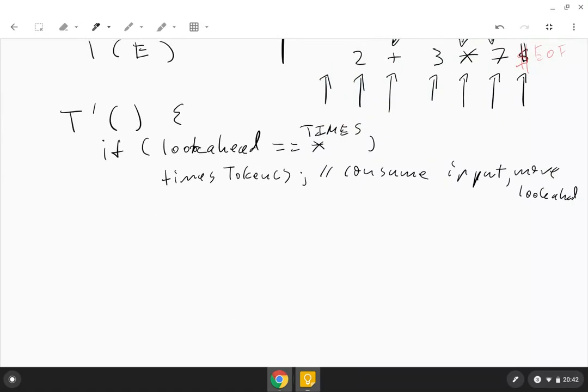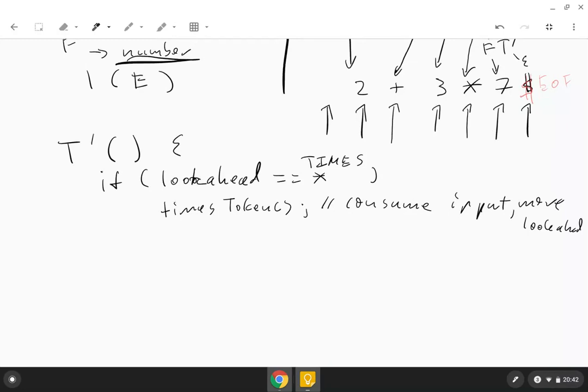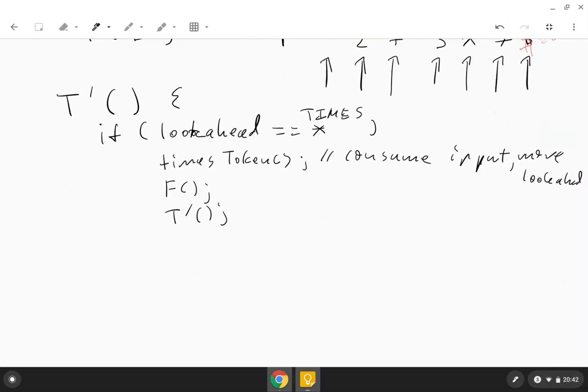Yeah, just like fgetc or go to the next token. That's the kind of technical compiler-y word for consume input. And then it's just going to call the f function and recursively call its own T prime function. If it doesn't match, if none of the lookaheads match any of its productions, then it's just going to do nothing. Yeah, it just returns.